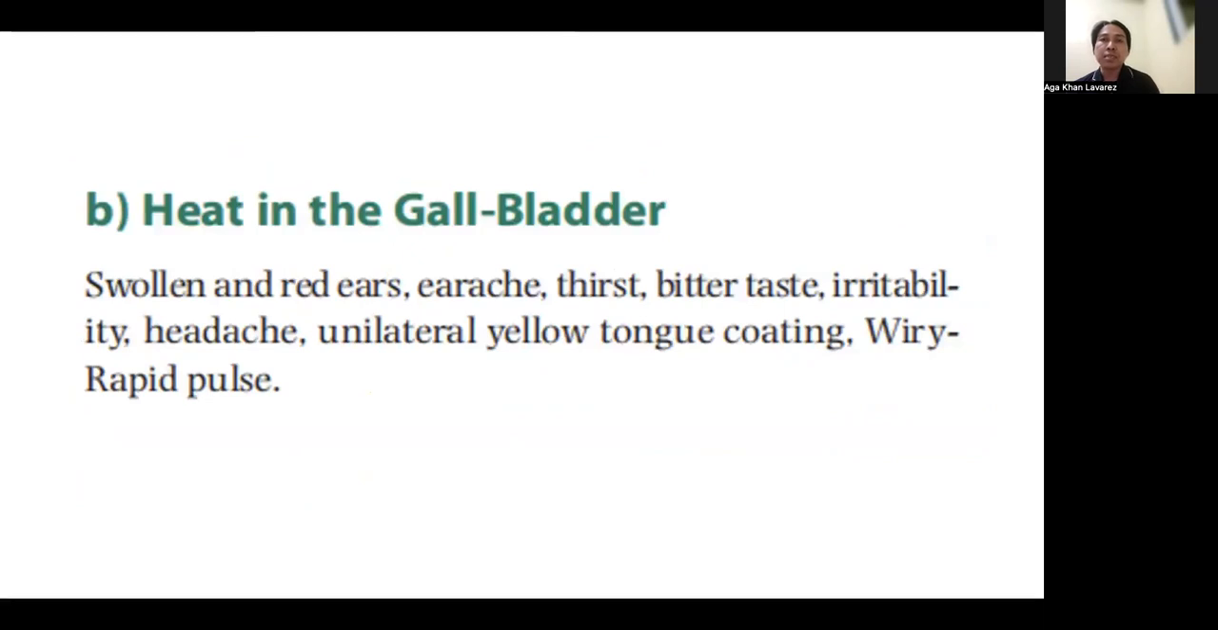Okay, let's talk about heat in the gallbladder, letter B. Swollen and red ears, earache, thirst, bitter taste, irritability, headache, unilateral yellow tongue coating again. And the pulse is wiry, rapid.